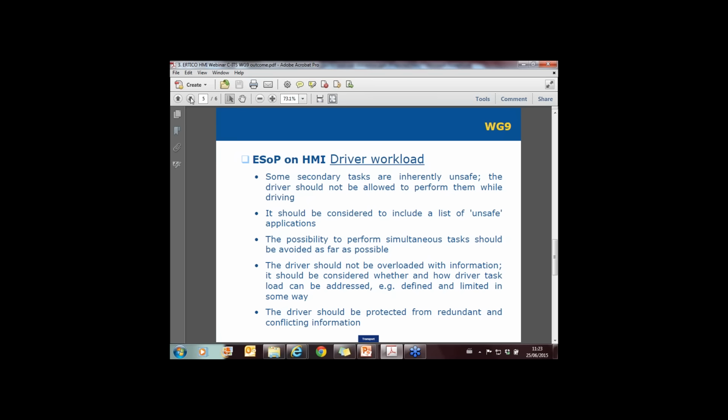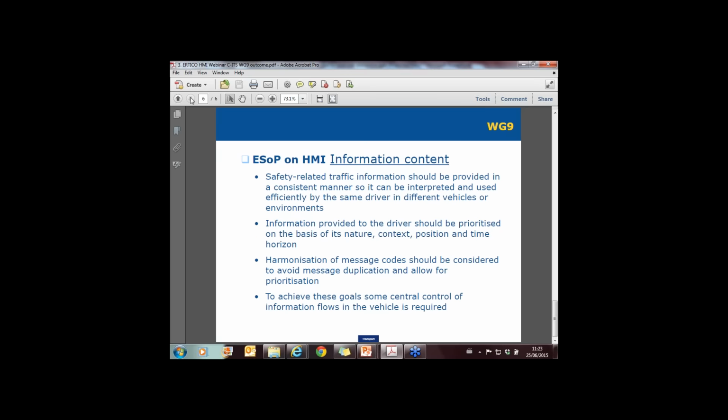This links to what I said before about the integration of the different flows of information. And finally, on the nature of the information that the driver is going to be provided with, the information that is safety relevant should be provided, we think, in a manner that is consistent, so that different drivers in different vehicles can interpret this information in an efficient way. And of course, that means some form of standardization. We have to see how this can be moved forward. I think it's also being discussed in the Safe Apps working group of the iMobility forum.